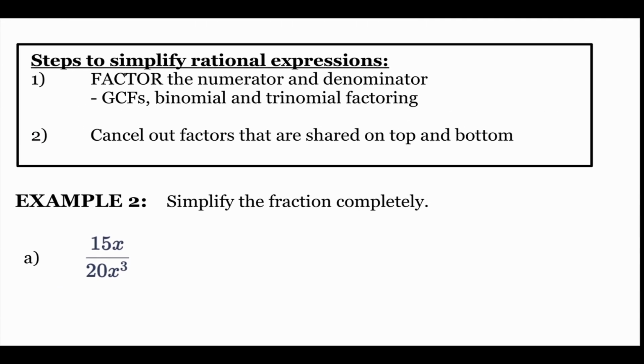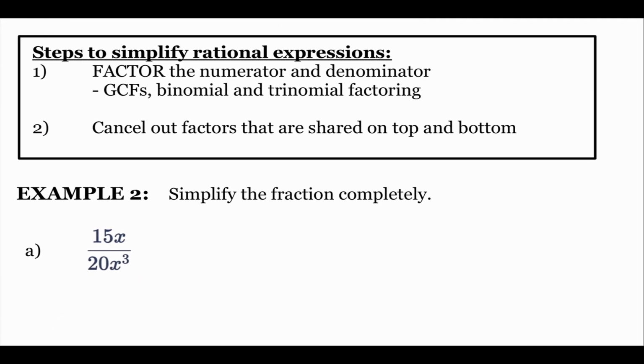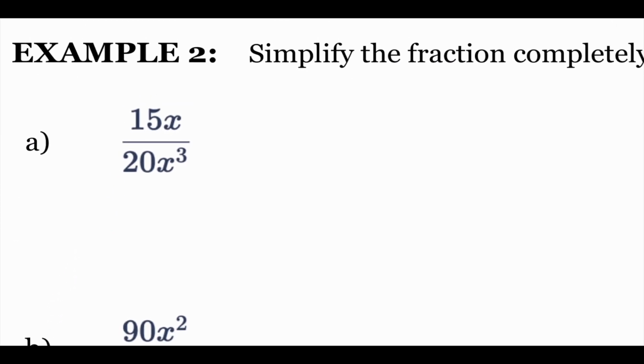Now, let's look at these. To do this, we're going to factor the top, factor the bottom, see what cancels out. That's all we're doing. Okay? So 15. What does 15 break down to? 5. Just 5? 5 times 3, right? Now, does 20 have a 5? 5 times 4.